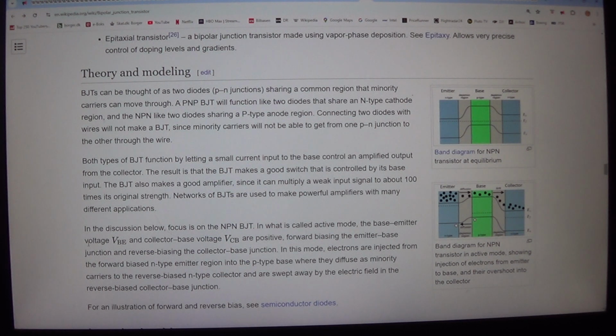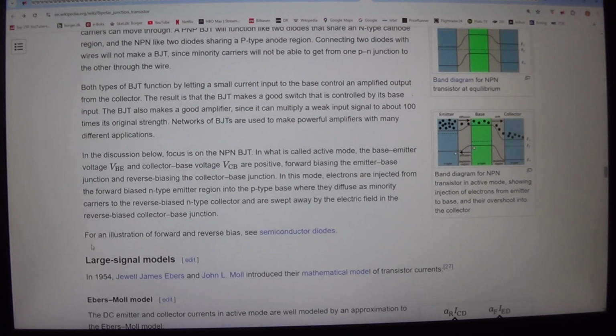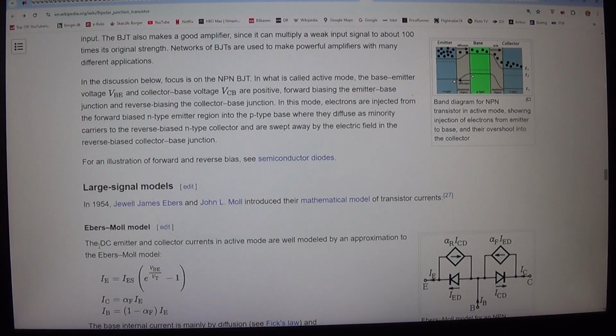Both types of BJT function by letting a small current input to the base control an amplified output from the collector. The result is that the BJT makes a good switch that is controlled by its base input. The BJT also makes a good amplifier, since it can multiply a weak input signal to about 100 times its original strength. Networks of BJTs are used to make powerful amplifiers with many different applications. In the discussion below, focus is on the NPN BJT.